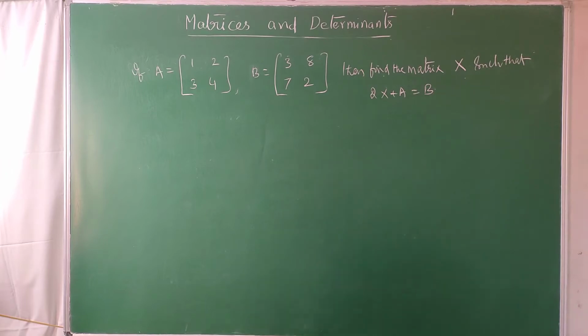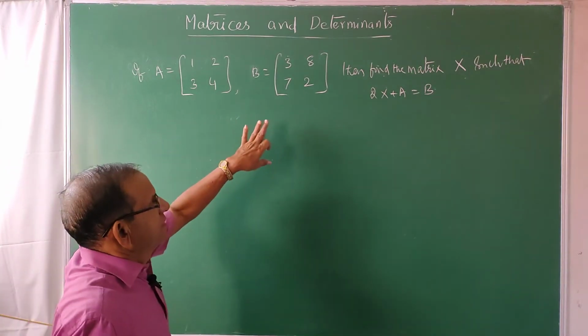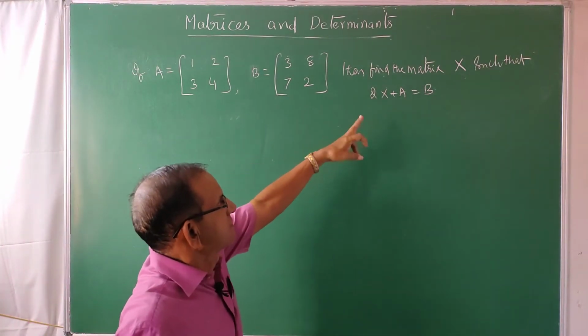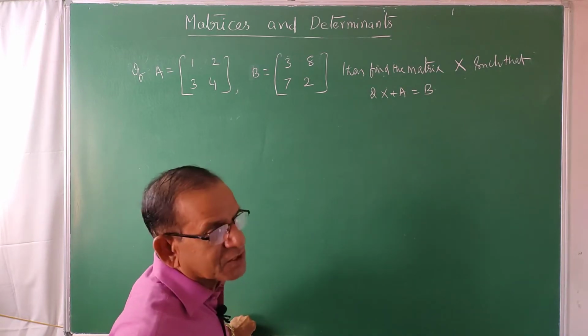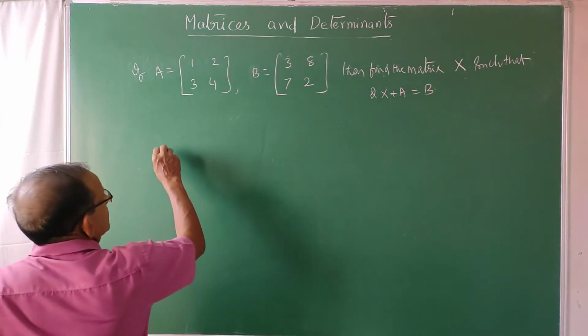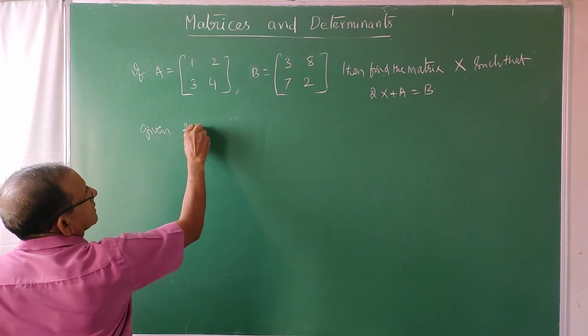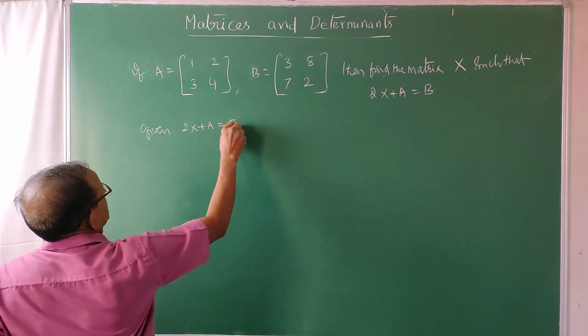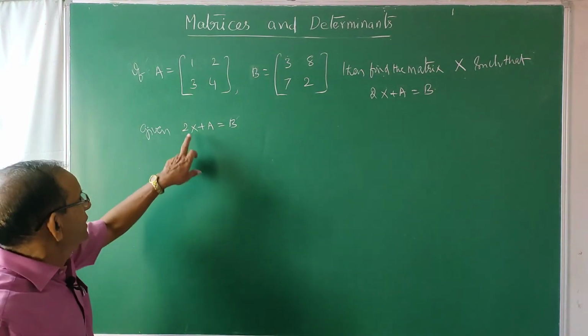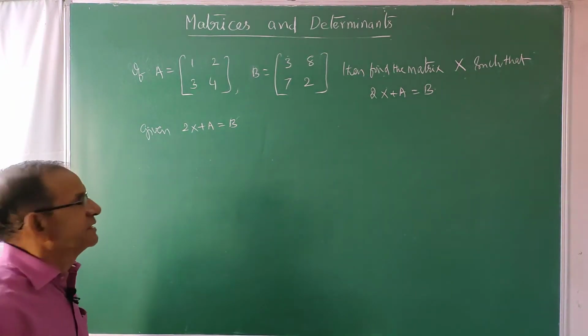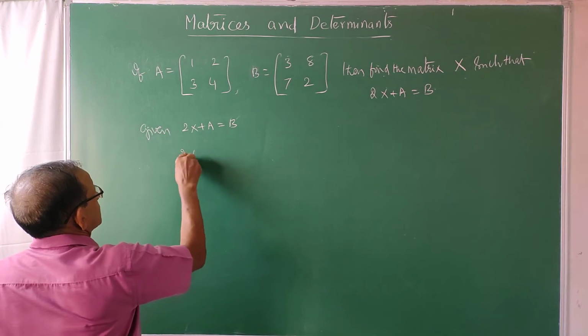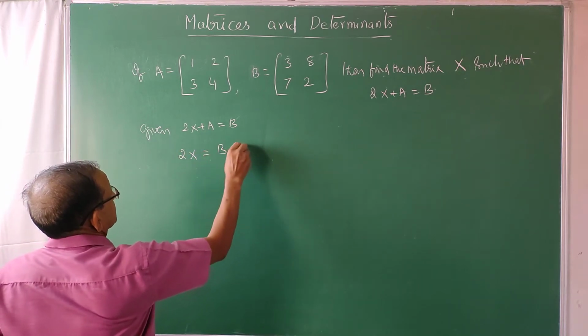Now see this case, A and B are given. We have to find out another matrix X such that 2X plus A must be equal to B. Given 2X plus A is equal to B. Because you have to find out the X matrix, bring A to the right side. So 2X is equal to B minus A.